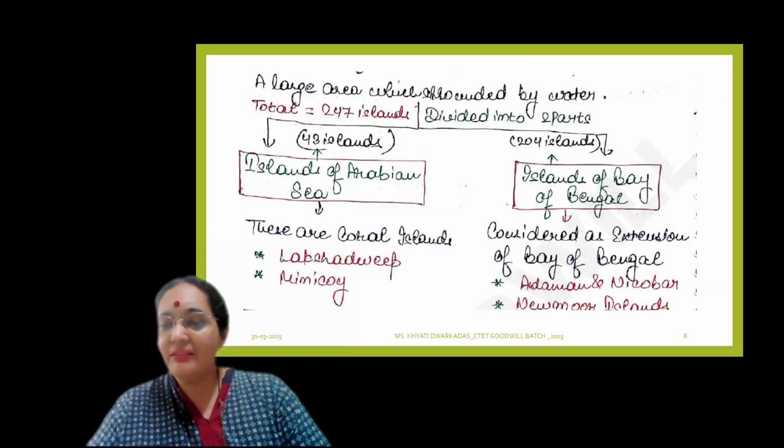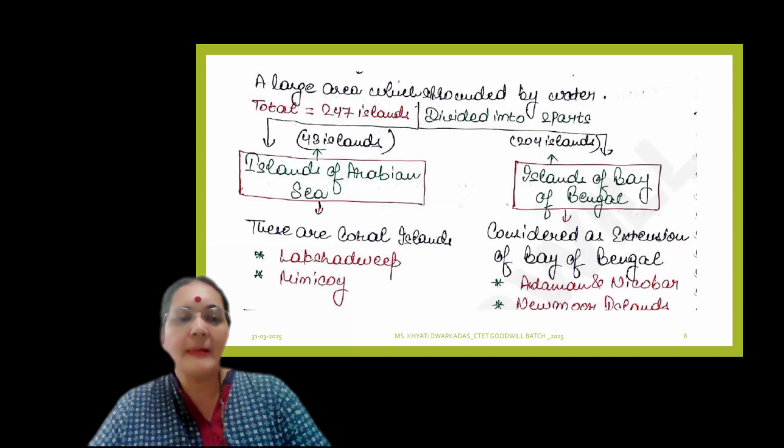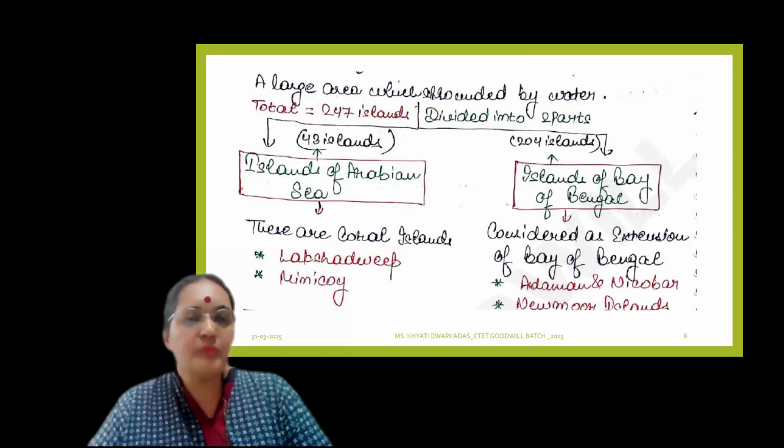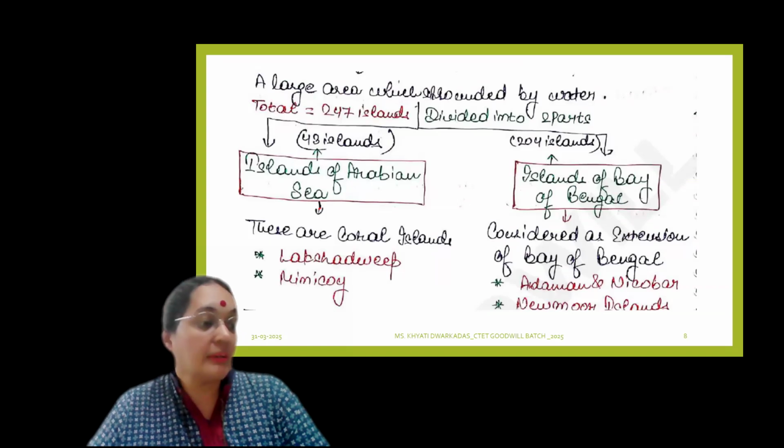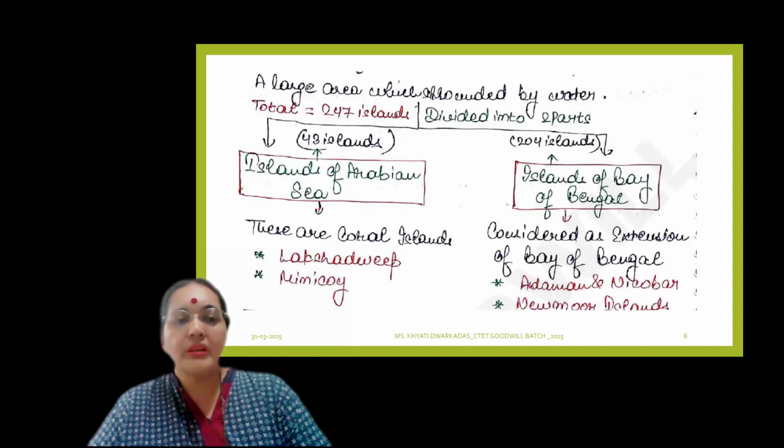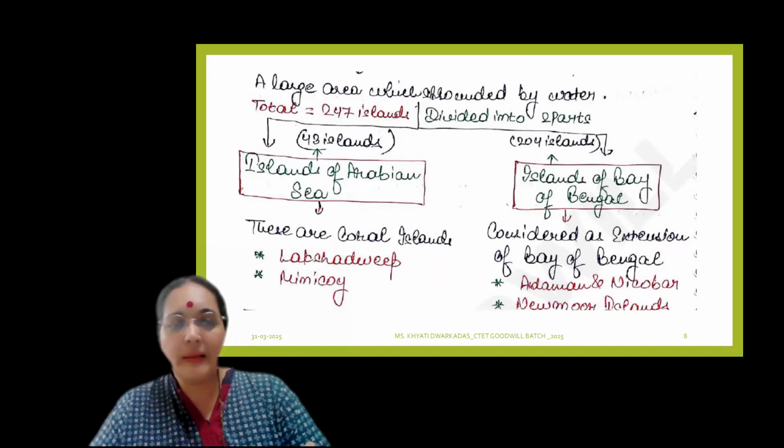We come into the islands one more time. I think we have not covered these islands before. So we will look at these islands quickly. India has about 247 islands. In case I have covered this with you earlier, do let me know in the chat and we will move forward. So there are 247 islands in India divided into two parts.